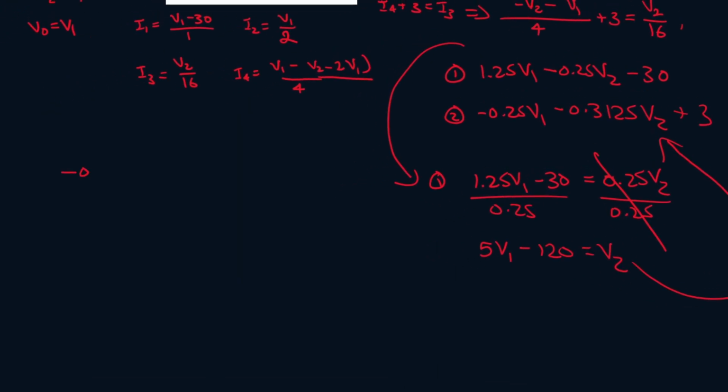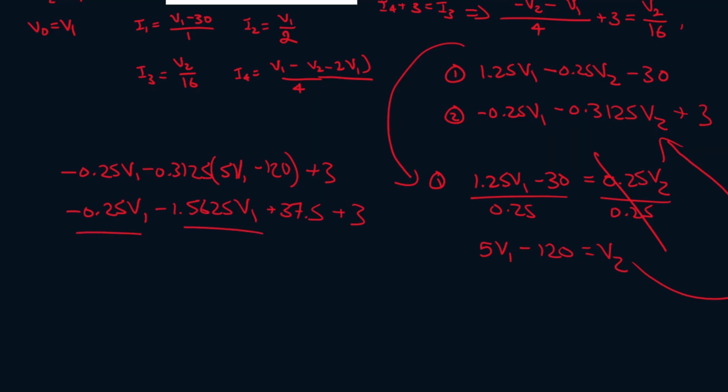Now we can plug that into here. So we have the following: minus 0.25 V1 minus 0.3125, and for V2 we plug in 5V1 minus 120, plus 3. Now simplifying this out more, 0.3125 times 5 gives me minus 1.5625 V1, minus 0.3125 times minus 120 gives me 37.5, then plus 3 at the end. Add these two up: minus 0.25 minus 1.5625, that's minus 1.8125 V1, plus 37.5 plus 3, that's 40.5 equals 0. Bring this to the other side. So it will be equal to minus 40.5.